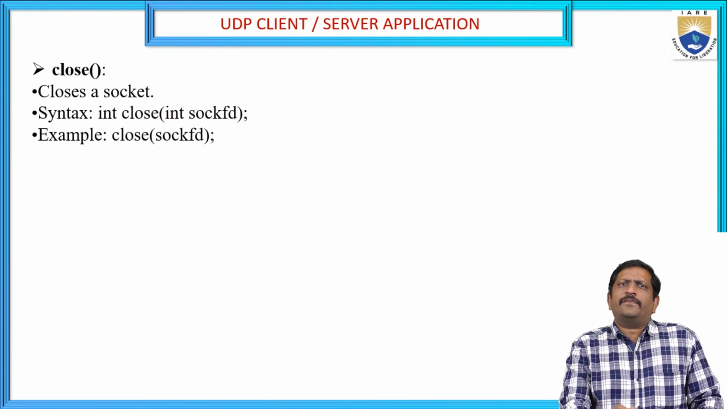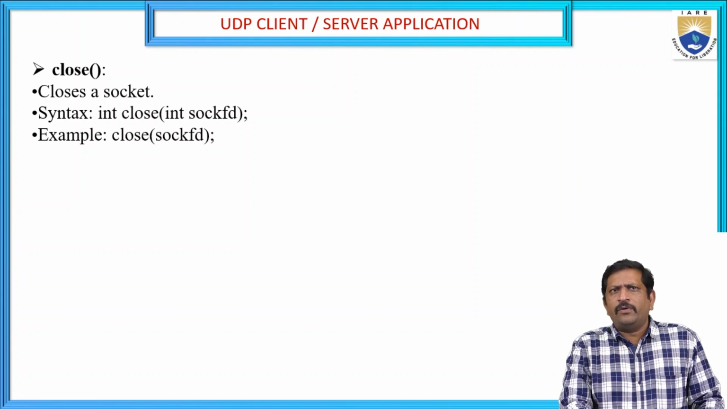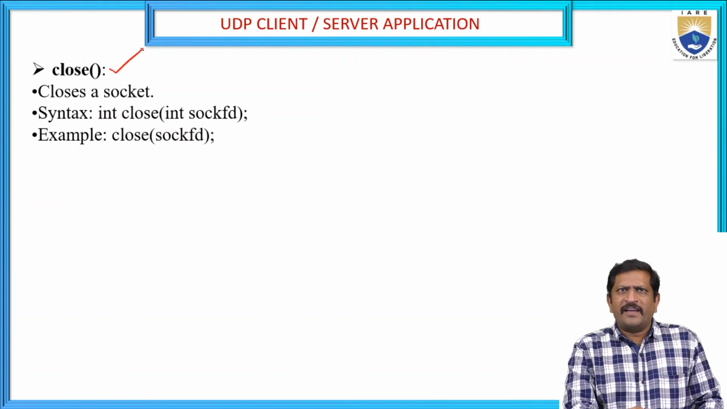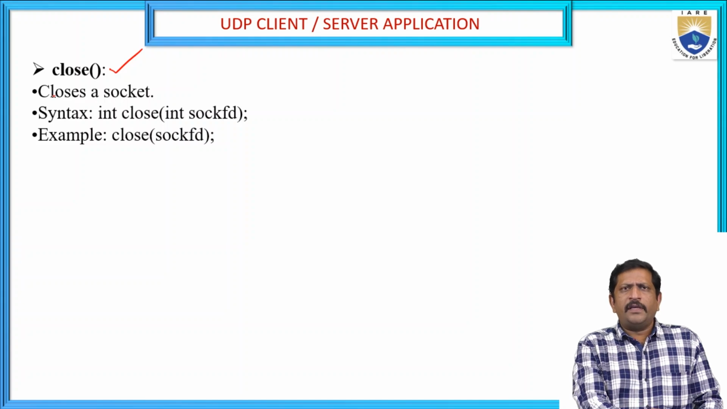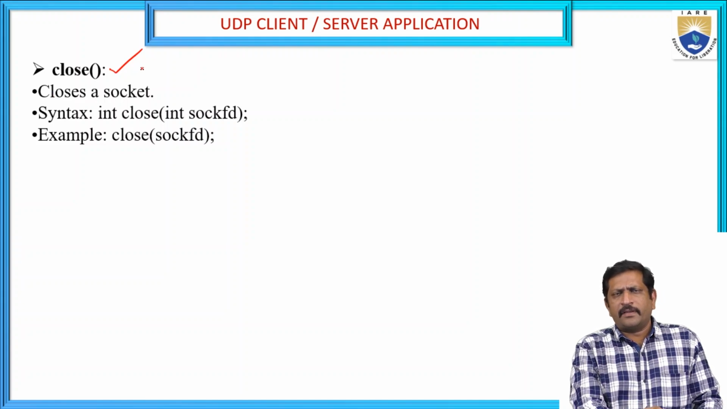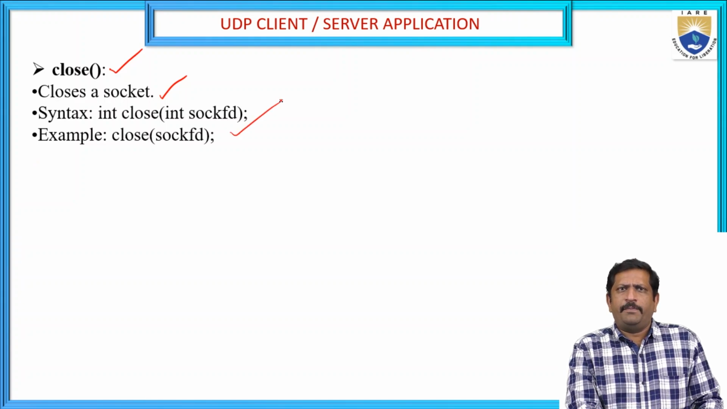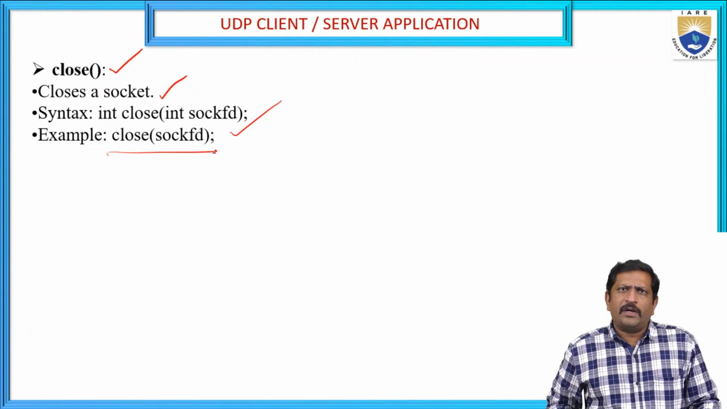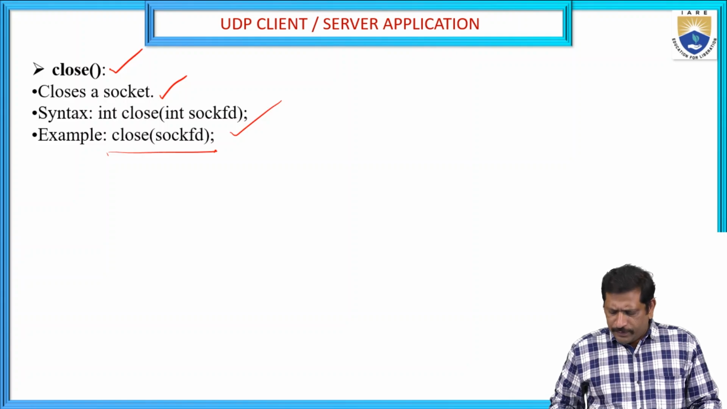Once the communication is effectively completed from the client to the server and from the server to the client, we can close the connectivity between the client and server. By using the close function, the connectivity will be closed. It closes the socket connection. The syntax is int close(int socket_fd). The example is close(socket_fd). Whatever communicating file is there, that file can be closed.